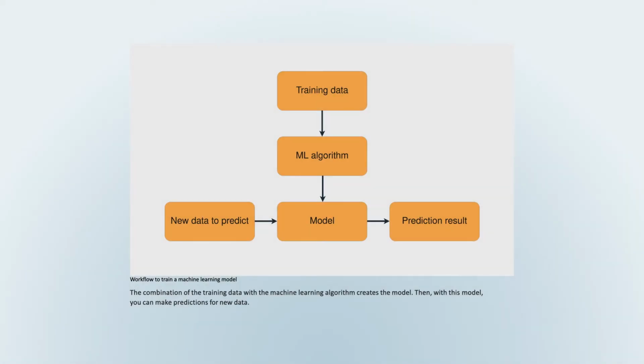Statistical models are mathematically formalized ways to approximate the behavior of a phenomenon. A common machine learning task is supervised learning, in which you have a dataset with inputs and known outputs. The task is to use this dataset to train a model that predicts the correct outputs based on the inputs. The image below presents the workflow to train a model using supervised learning. Workflow to train a machine learning model. The combination of the training data with the machine learning algorithm creates the model. Then, with this model, you can make predictions for new data.